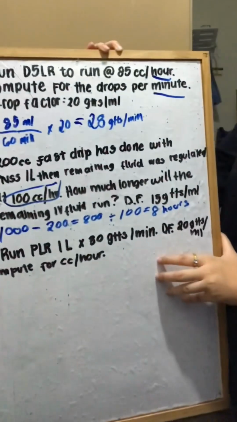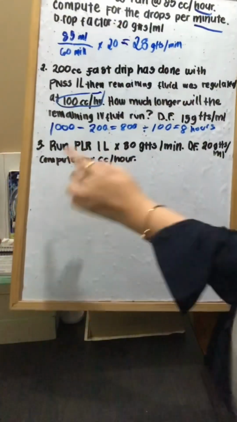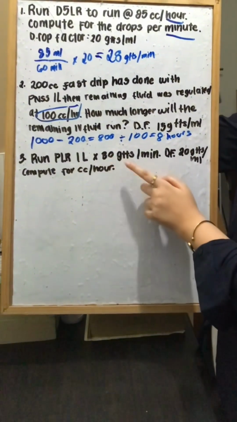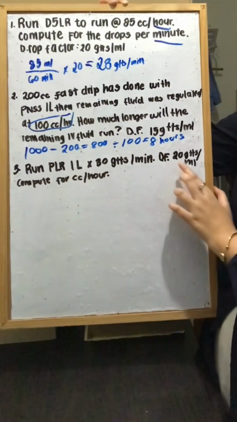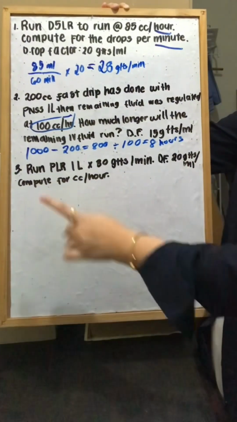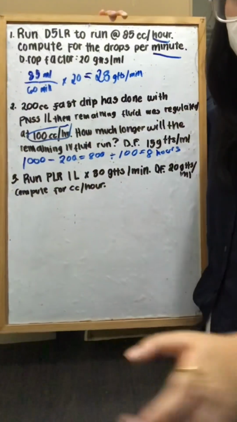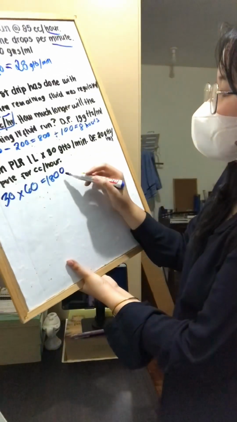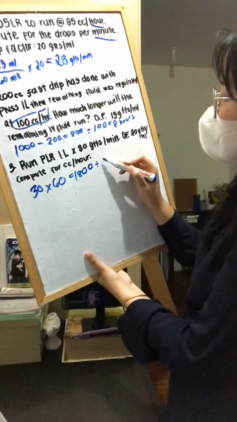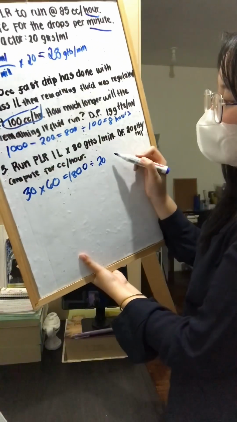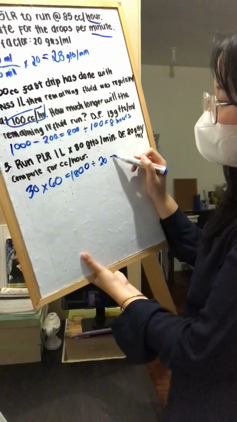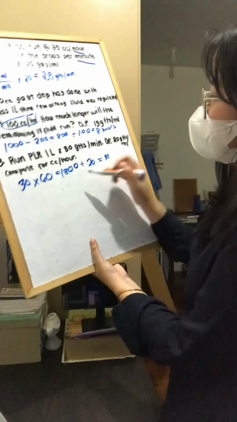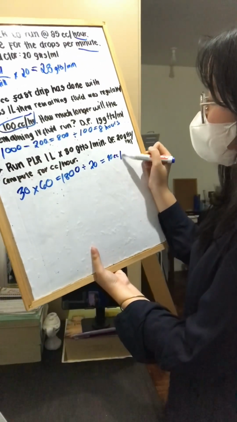Our question number 3. Run plain lactated ringer solution 1 liter to run over 80 drops per minute. And our drop factor is 20 drops per mL. Compute for the cc per hour. Convert minutes to hours, so 80 times 60 is 4,800. And i-divide yun sa drop factor which is 20. So 4,800 divided by 20 is 240. So the final answer is 240 cc per hour.